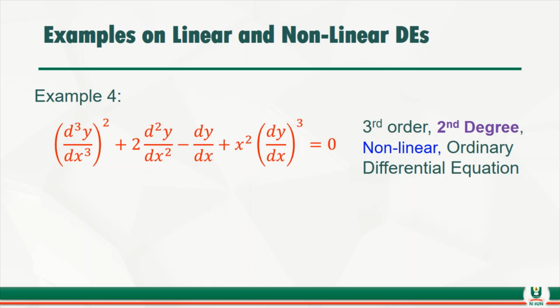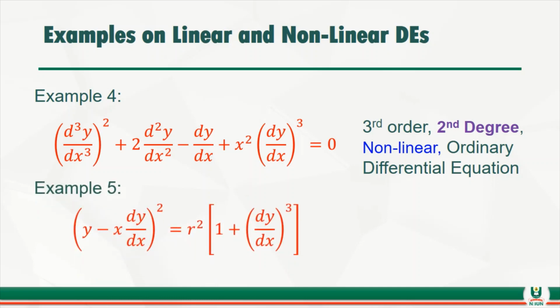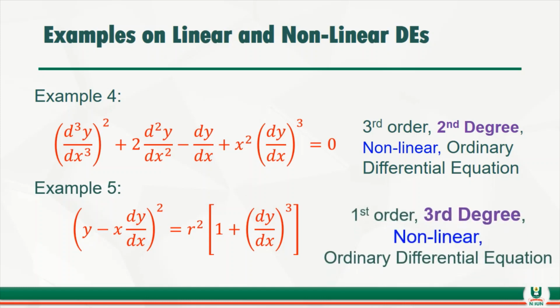Let's go to example 5. Example 5 here is the problem you are familiar with, which I've shown you before. What is the degree? The degree is 3, so we call it third degree. Is it linear or non-linear? It is non-linear, because you can see that the dy/dx is multiplying itself 3 times. So we have dy/dx times dy/dx times dy/dx. In that case, this is in agreement with the definition we presented earlier. So we call this one non-linear.